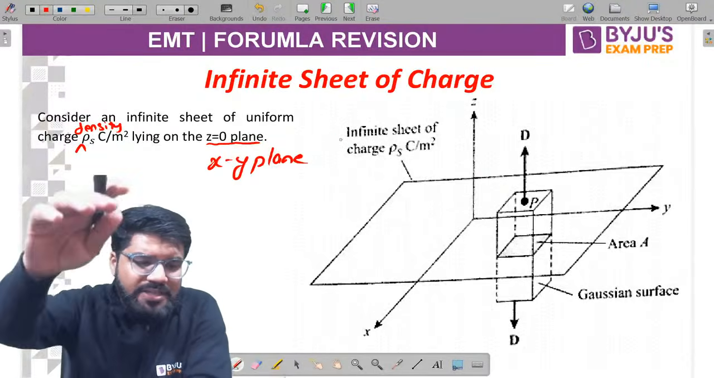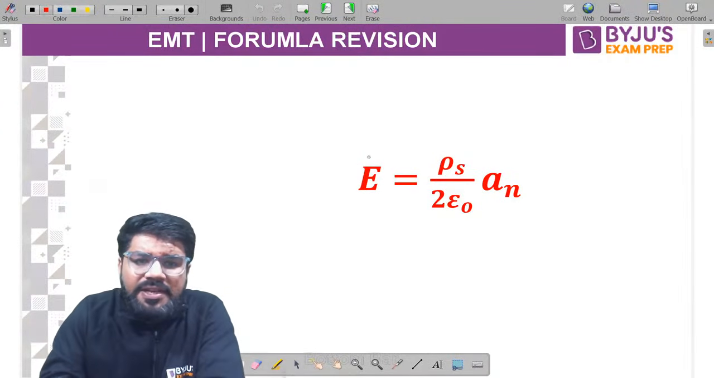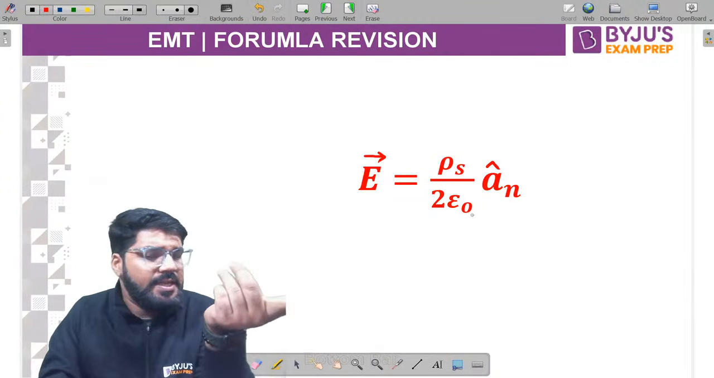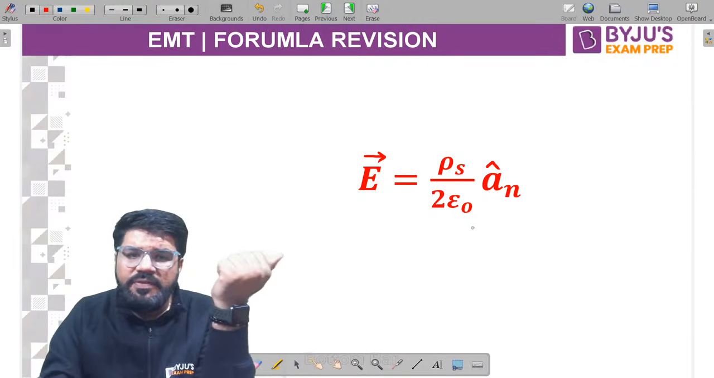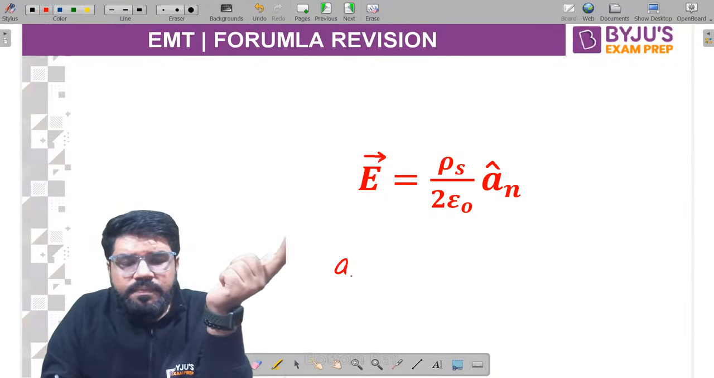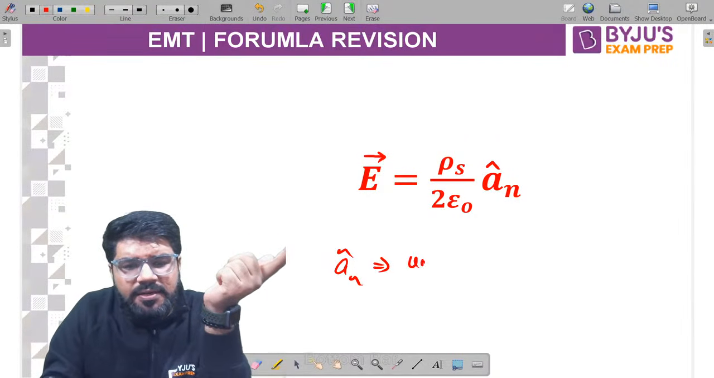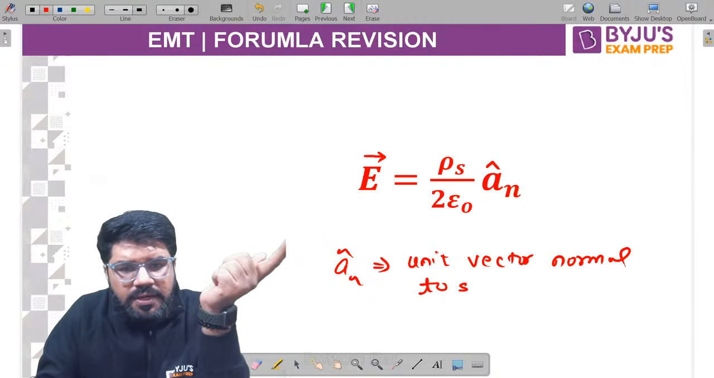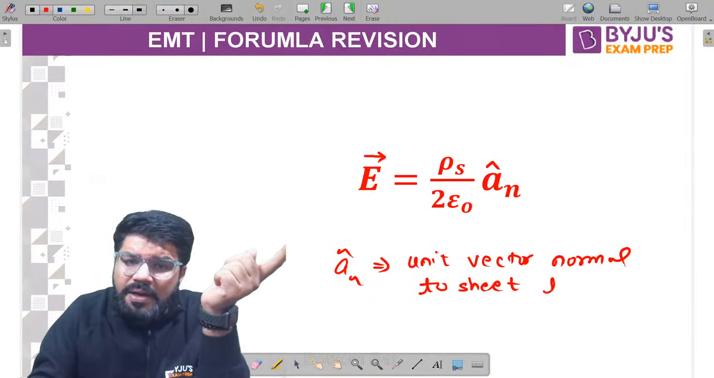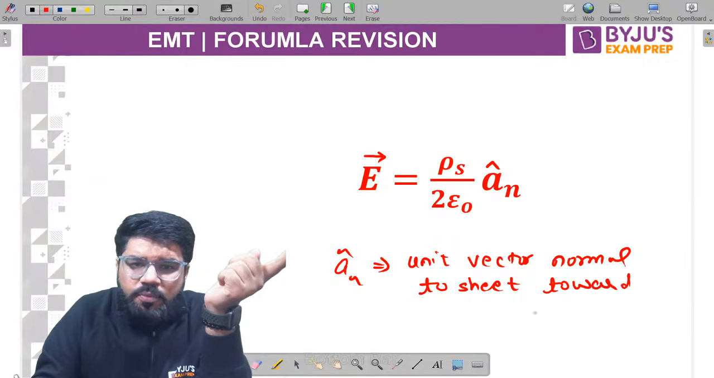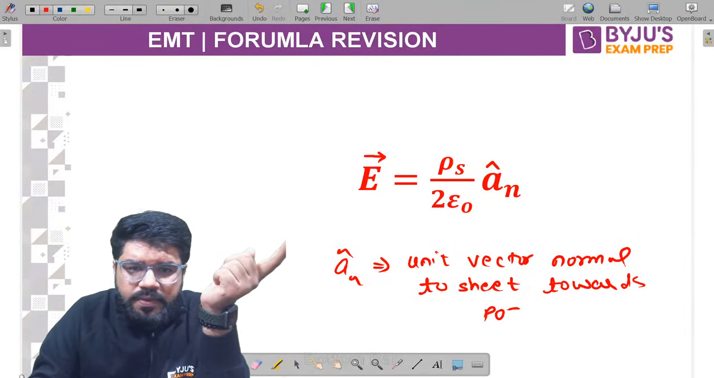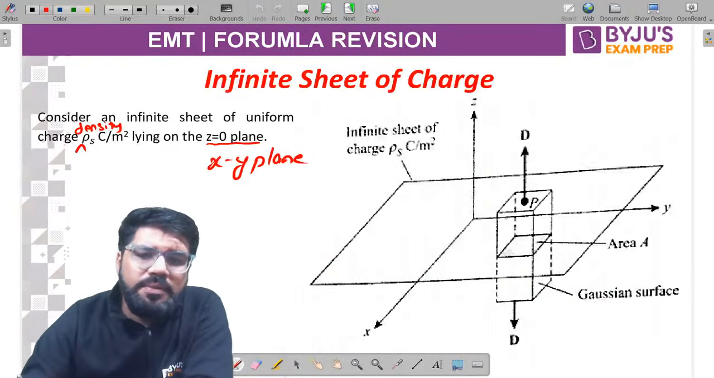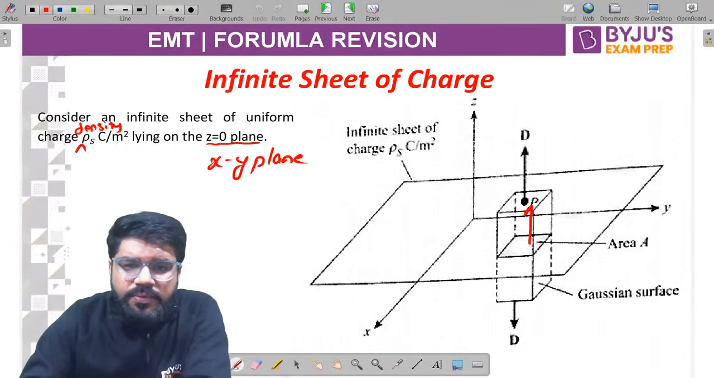After applying the Gauss law, what is the final important formula for you? Electric field is given by rho S divided by 2 epsilon naught, times a_n cap. Rho S is the surface charge density of the sheet, epsilon naught is the permittivity of free space. What is this a_n cap? It is the unit vector normal to the sheet towards the point of observation. This is how it is.